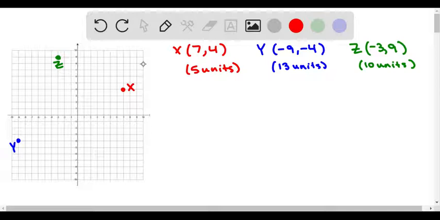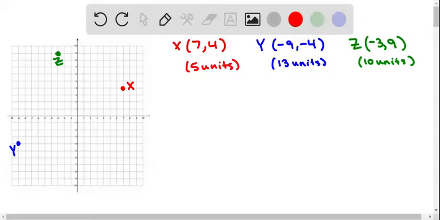Okay, let's visualize this situation. So I've already plotted points X, Y, and Z, and we know that the epicenter of the earthquake was 5 units from X. So that means it falls along a circle that's 5 units from X. So if I picture that circle, I'm going to go out 5 units as my radius, and then just kind of roughly sketch something like this, okay?